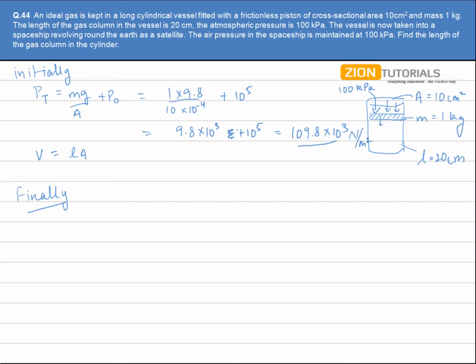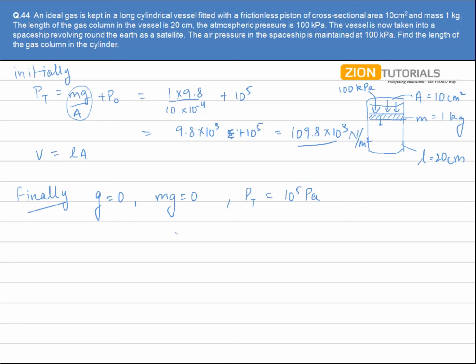Now it is saying that the vessel is now taken on a spaceship revolving round the earth as a satellite. That means at this point g would be equal to 0. That means Mg would be equal to 0, right? So there will be no pressure due to Mg by A. Now the air pressure in the spaceship is maintained at 100 kilopascals. So that means the total pressure at this point, Pt, would be equal to 10 raised to the power 5 pascals or Newton per meter square.